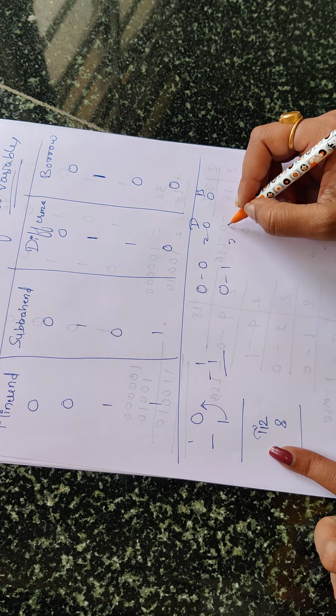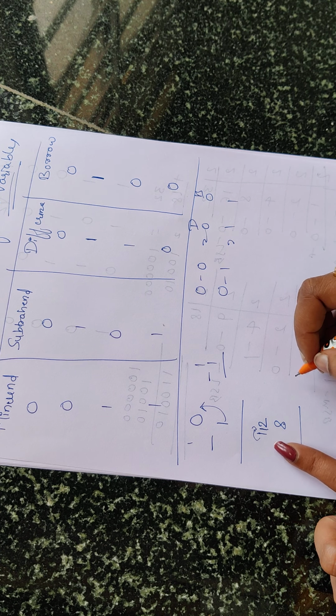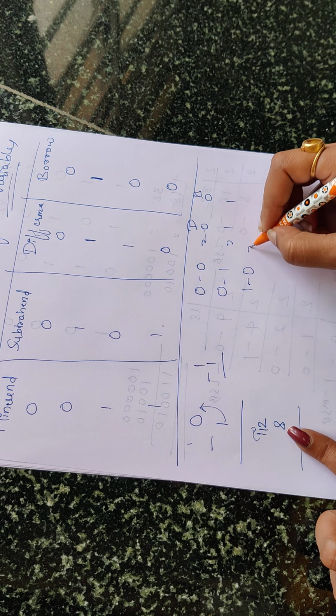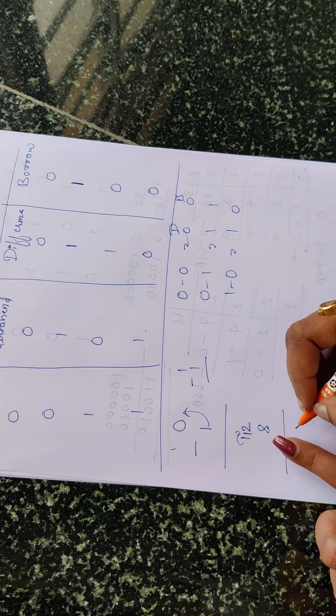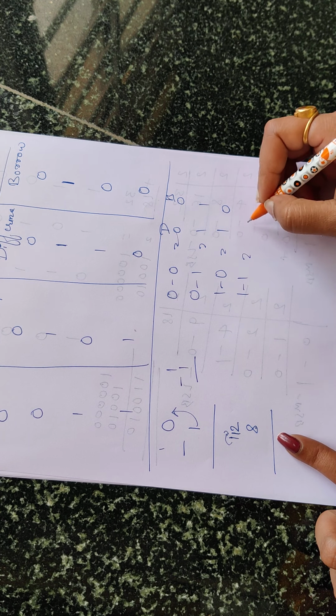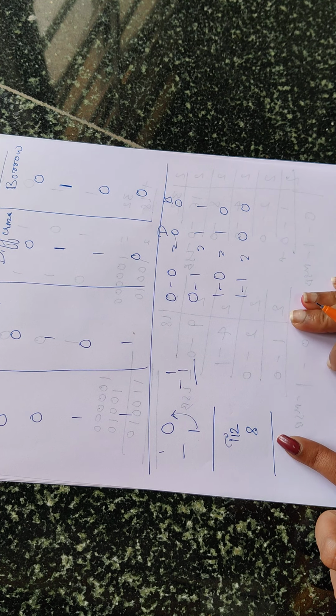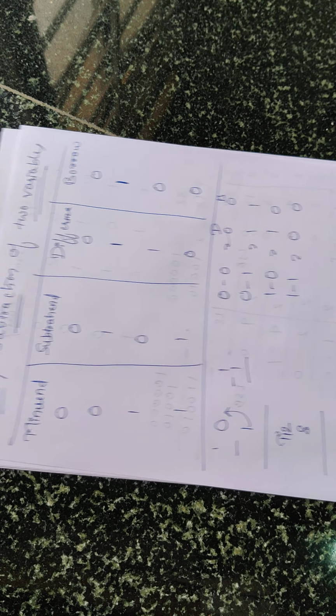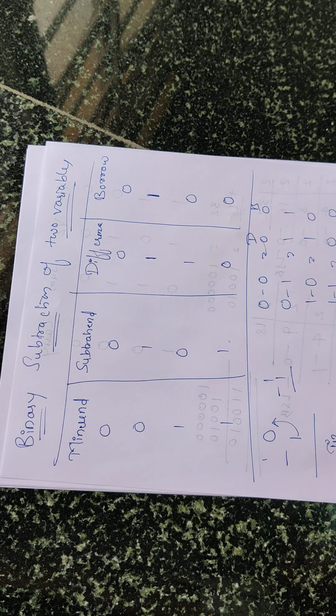0 minus 1 means your difference is 1 and you are taking 1 borrow from the left side value. 1 minus 0 means the answer is 1 and borrow is 0. And 1 minus 1 means difference is 0 and the borrow is also 0. Done. So remember this table and we will try to solve some examples.